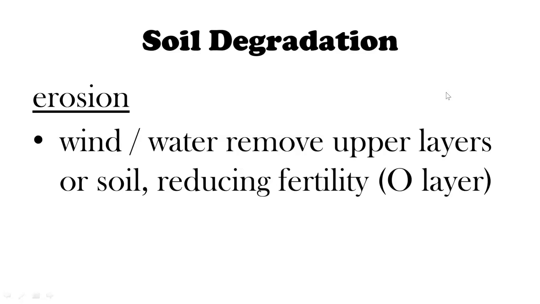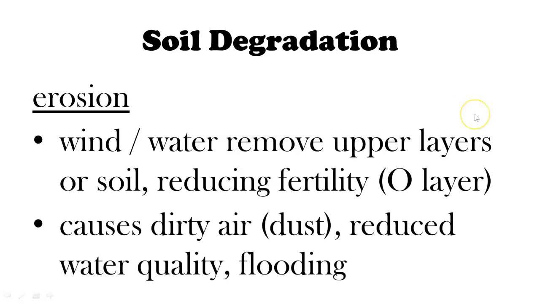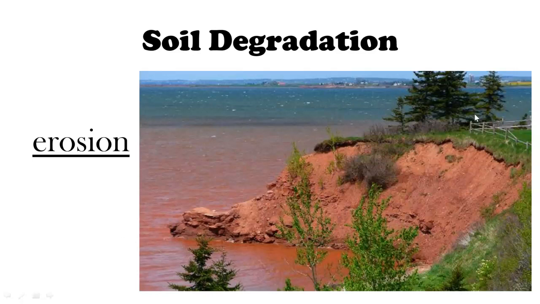This primarily occurs when there's no vegetation covering the top of the soil, because then it becomes more susceptible to water, which of course washes away the soil. You can also have wind erosion, which simply blows the soil away. Some of the side effects of erosion include dirty air, aka dust, reduced water quality, and flooding. You can see here a pretty good example of some erosion along a shoreline. We've got no vegetation covering this part of the shoreline, and every time the waves creep up here, it washes away some of the soil. Also, anytime it rains, a lot of that soil gets washed away. You can see it building up here in the water, this brown color.